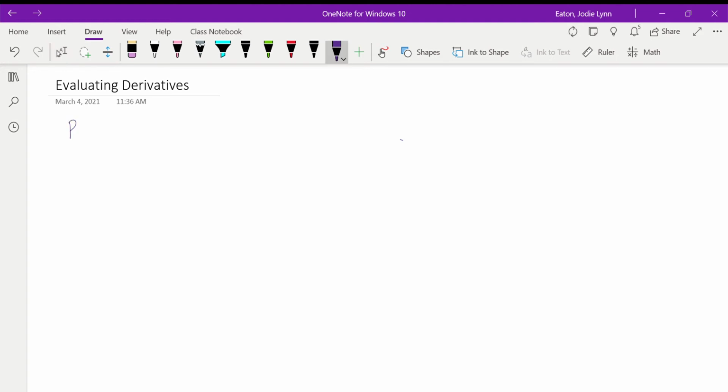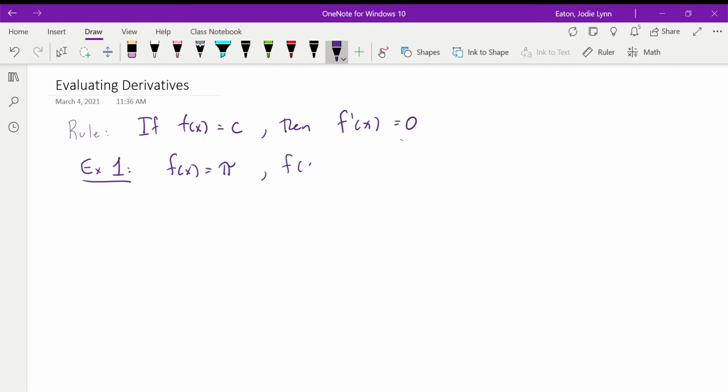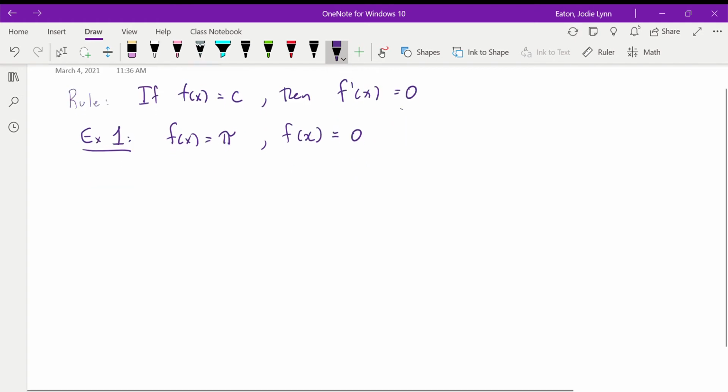So our first rule: if f of x is a constant c, then f prime of x equals 0. Okay, so an example here, if we have f of x equal pi, then f prime of x equals 0 for all x values. And this makes sense. We have a flat line. The slope should be 0 everywhere.